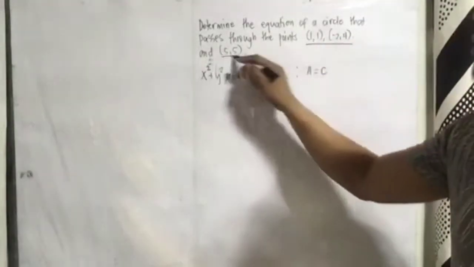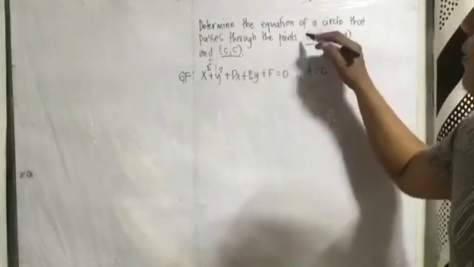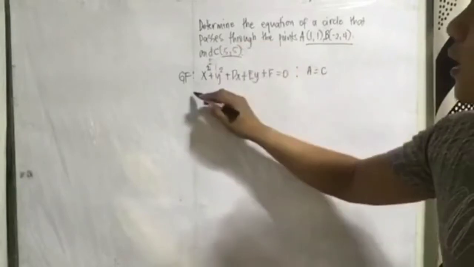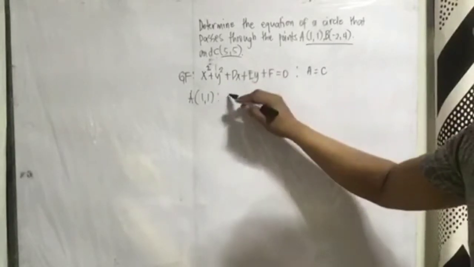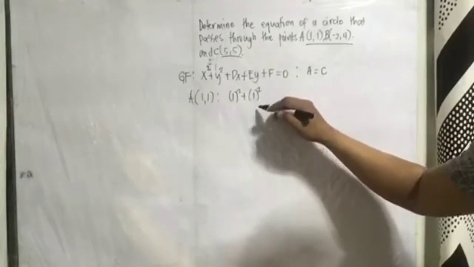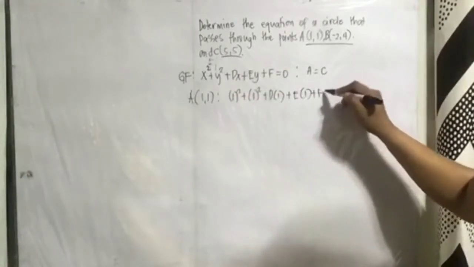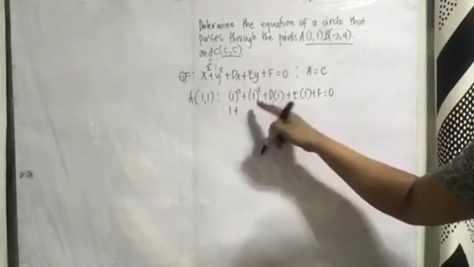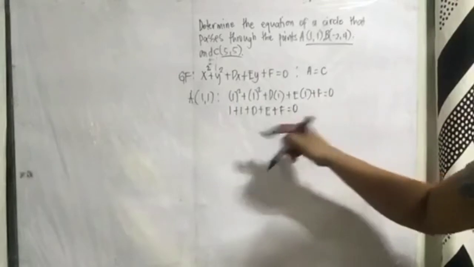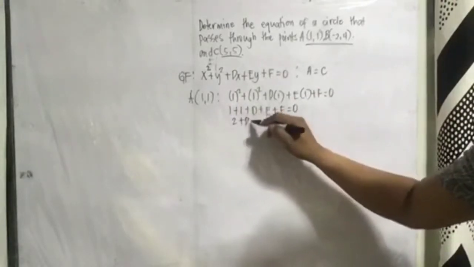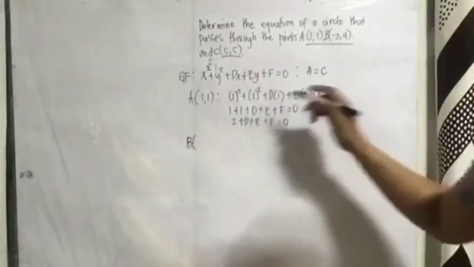Okay, so let us test each point, substitute each point dito sa ating general form. Let's say this is point A, point B, and point C. For point A, we have (1, 1), and let us substitute directly into the given general equation. So we have 1 squared plus 1 squared, because 1 is our y, plus d times our x, which is 1, plus e times 1, plus f equals 0. So 1 squared is 1, plus 1 squared is 1, plus d times 1 is d, plus e times 1 is e, plus f equals 0. Combining like terms, 1 plus 1, 2 plus d plus e plus f equals 0. So this is our first equation.